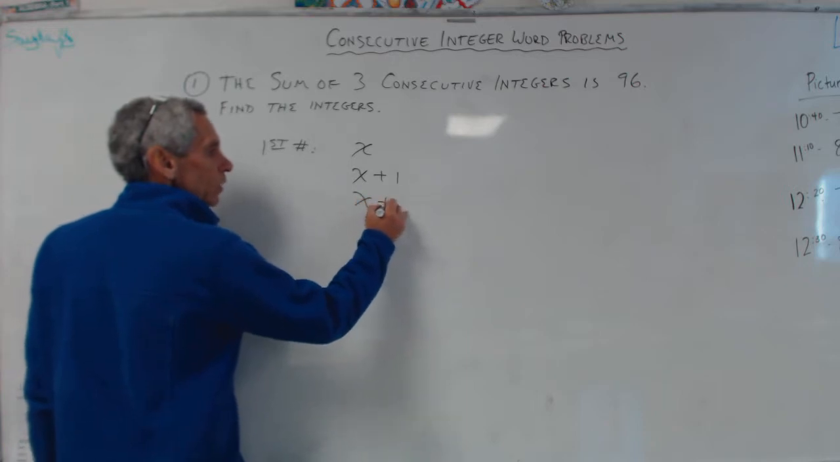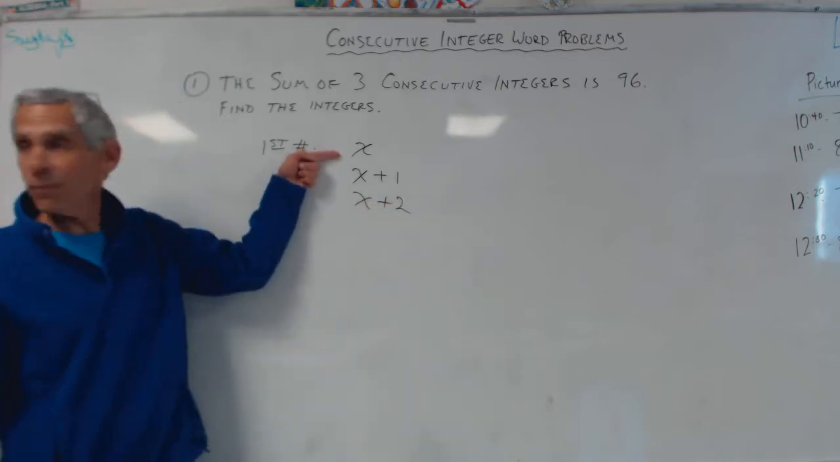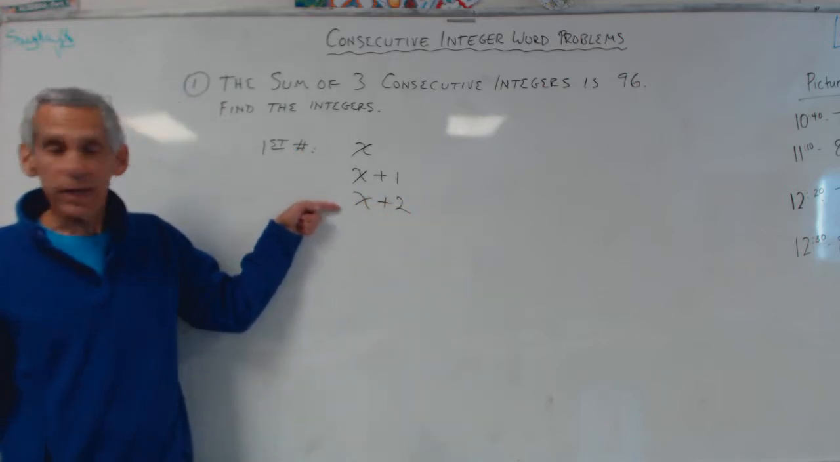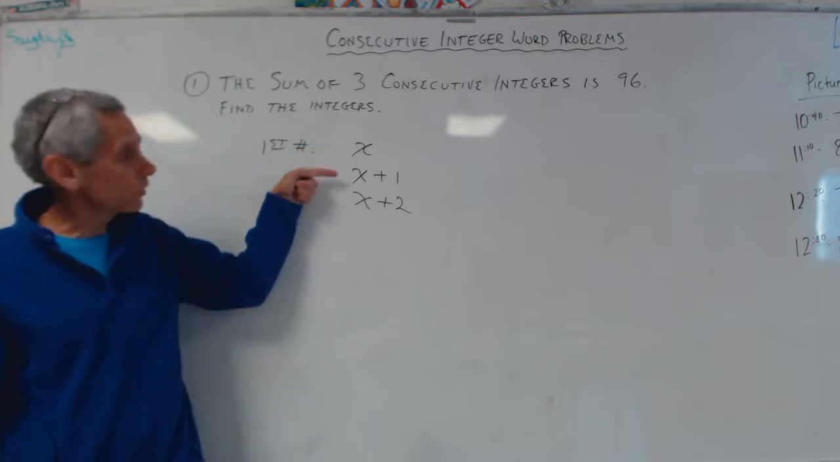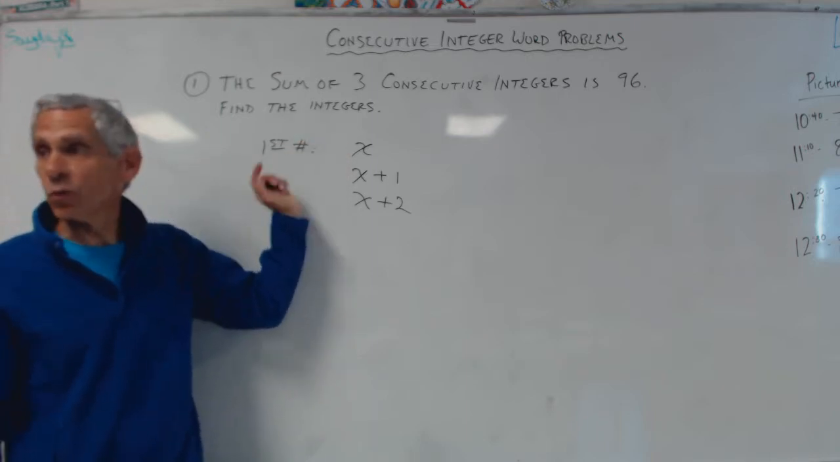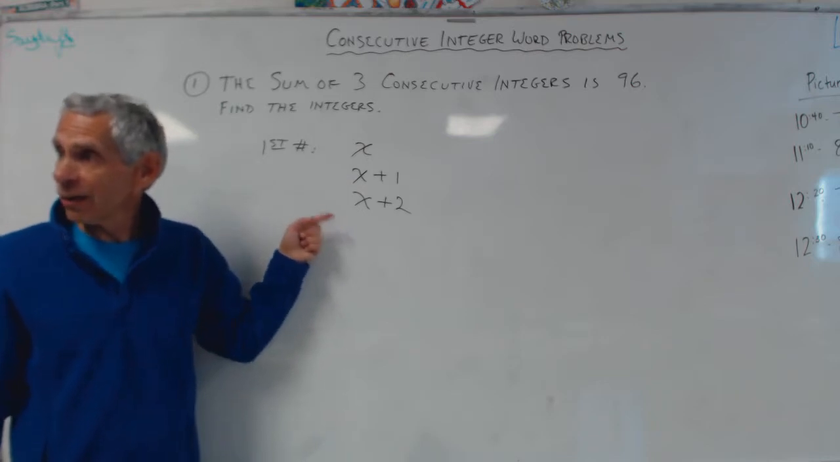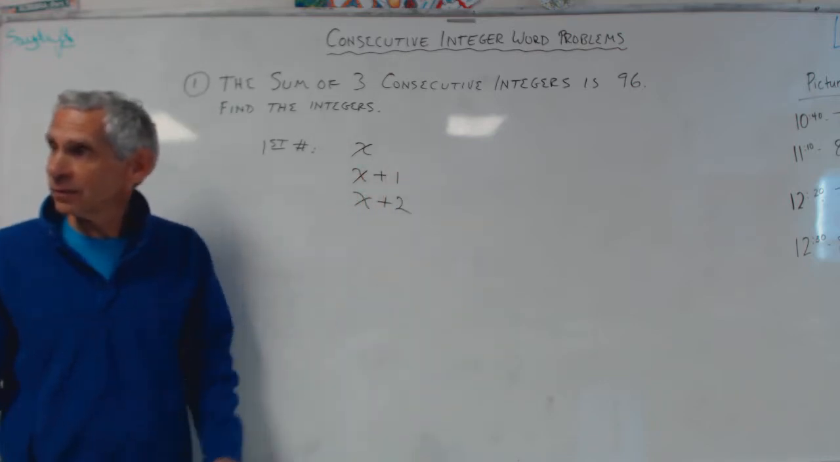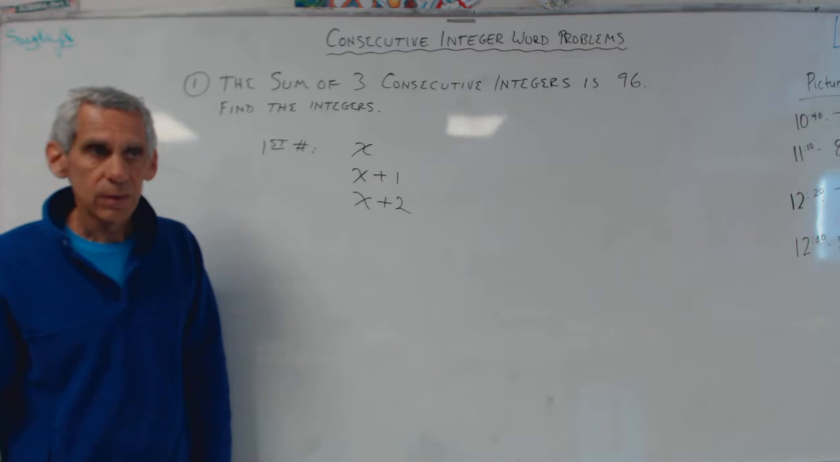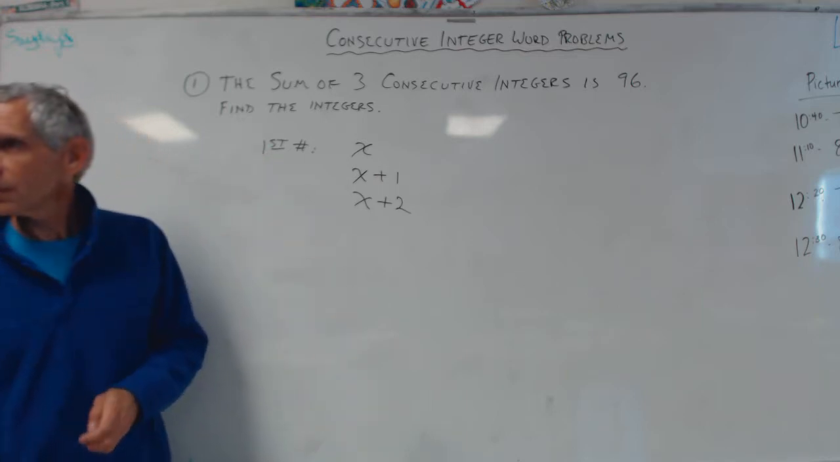X plus 2. Because notice, we're basing it all on this, right? This is the original number. The first number is that. The second number is 1 away. The third number is 2 away, right? Does it make sense? Yeah. You guys get it? Yeah.